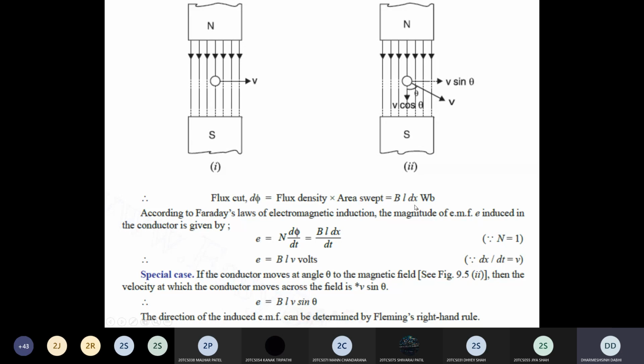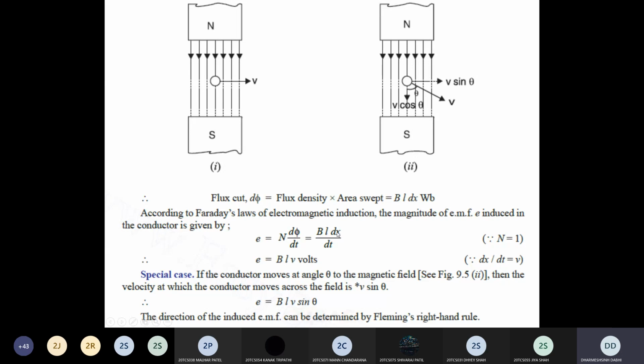Clear? Now, according to Faraday's laws of electromagnetic induction, the EMF equation is E equal to N d phi by dt. Here d phi is BL dx, so we replace d phi by BL dx. And N is the number of turns. Here we take only one conductor, so N is equal to 1. Replacing d phi by BL dx, the equation of induced EMF becomes E equal to BL dx by dt.